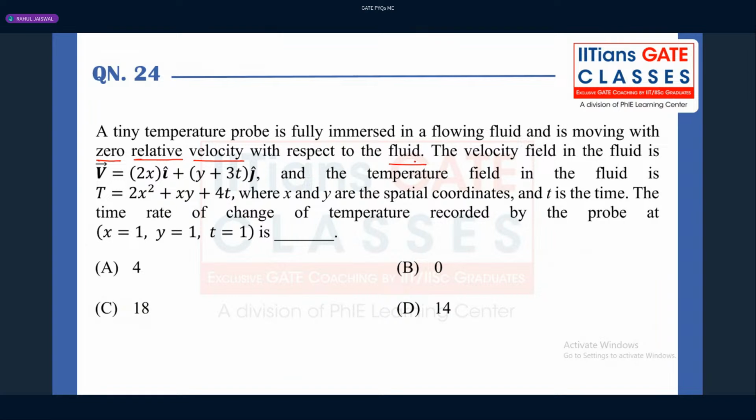And there is a temperature field also, which is given in this particular fluid. It is also a function of what? Space and time. You can see that T is equal to 2x square plus xy plus 4t, where x and y are the spatial coordinates and t is the time. The time rate of change of temperature recorded by the probe at x equal to 1, y equal to 1, and t equal to 1, right?